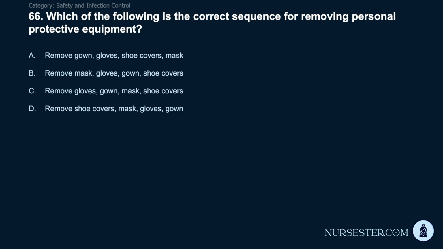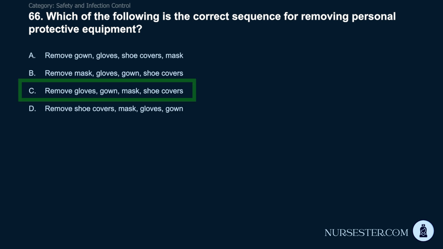66. Which of the following is the correct sequence for removing personal protective equipment? A. Remove gown, gloves, shoe covers, mask. B. Remove mask, gloves, gown, shoe covers. C. Remove gloves, gown, mask, shoe covers. D. Remove shoe covers, mask, gloves, gown.